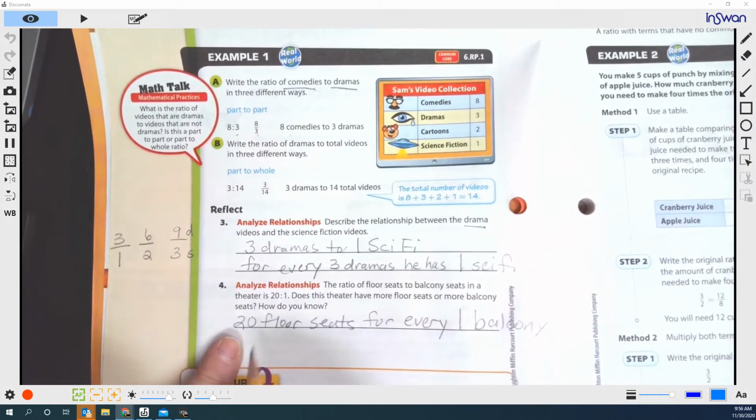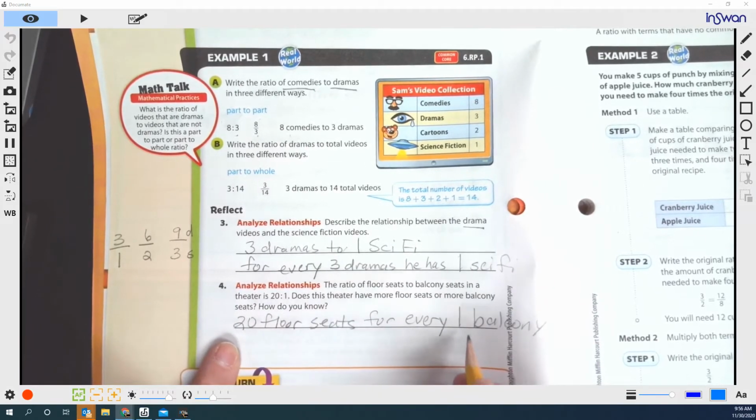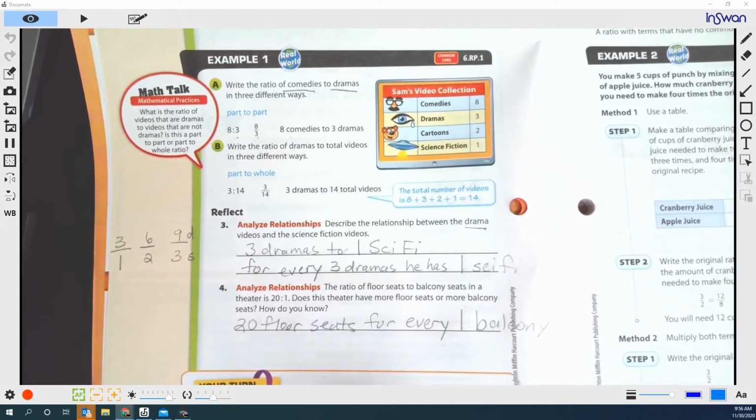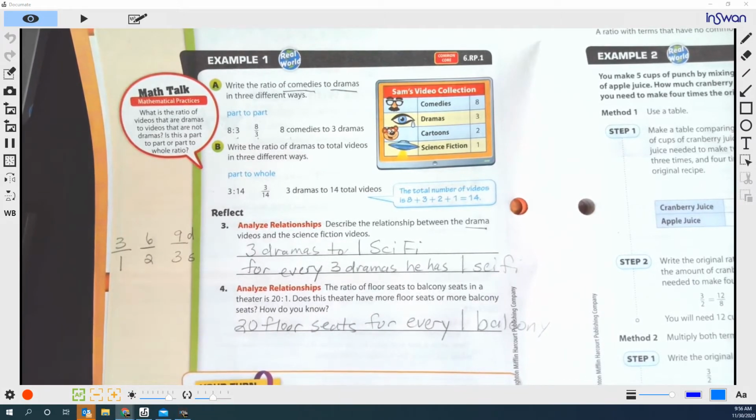Well, definitely more on the floor, because for every 20, you have 1 in the balcony. So if I had 40 on the floor, I would have 2 in the balcony, and likewise. So the balcony is very limited in its seating. Okay.